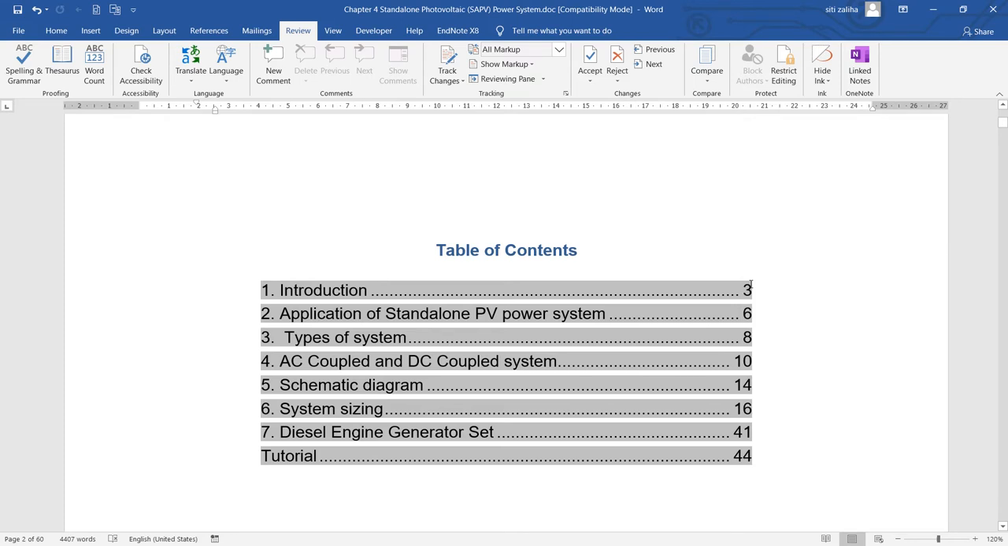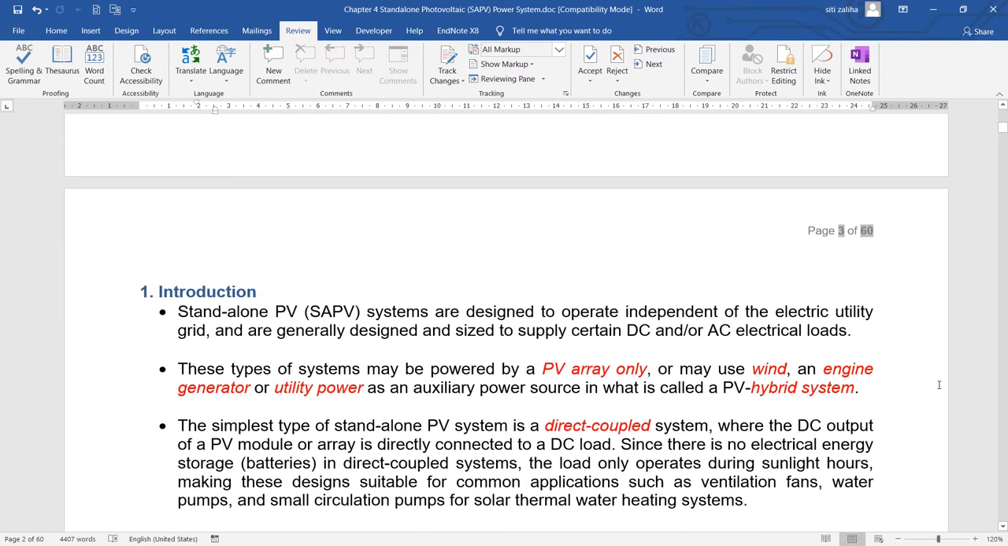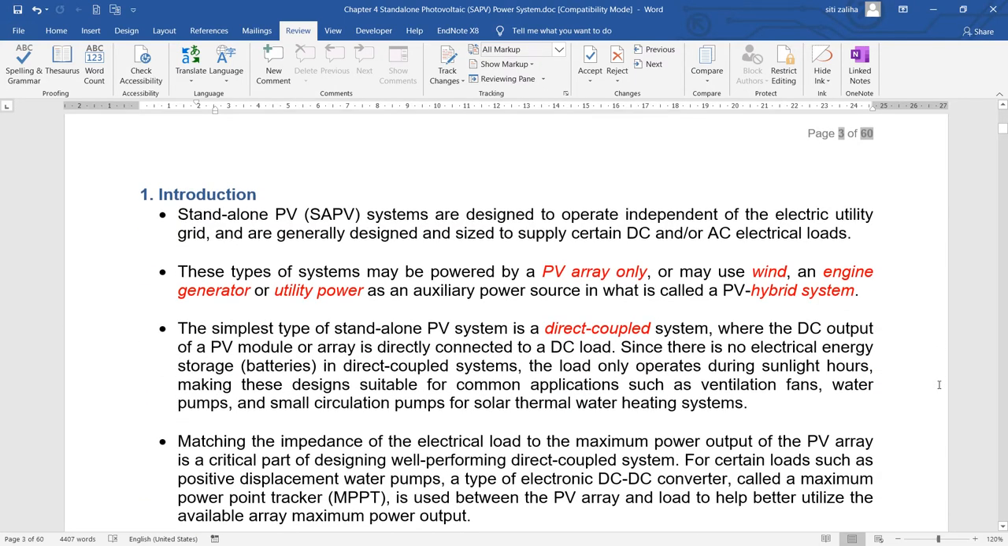So the table of contents of this note: I will start with the introduction. Number 2, application of Stand Alone PV Power System. Number 3, type of system. Number 4, AC coupled and DC coupled system. Number 5, schematic diagram. Number 6, system sizing. Number 7, diesel engine generator set. Okay, we start with the introduction.